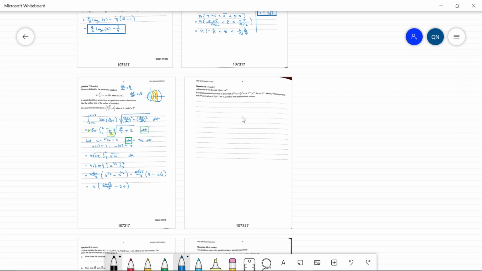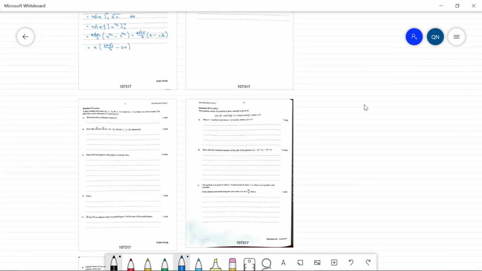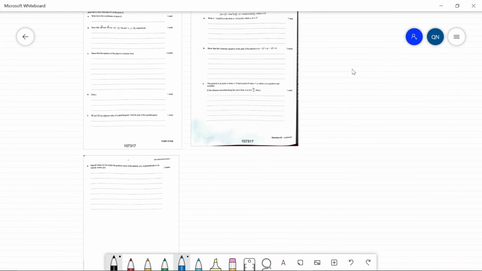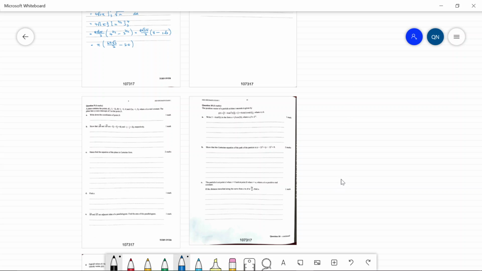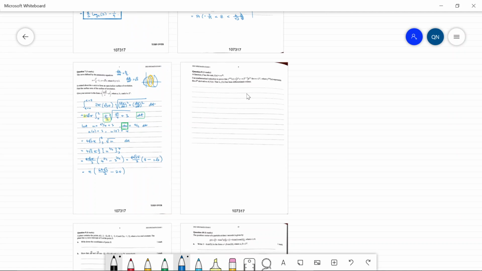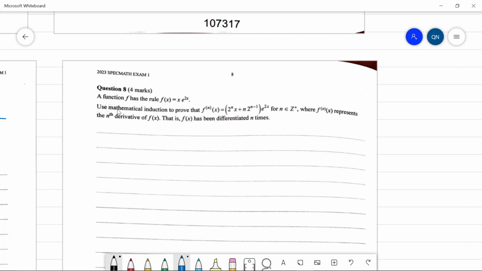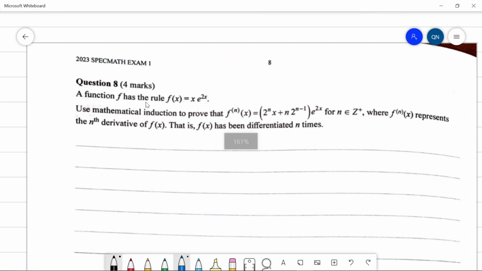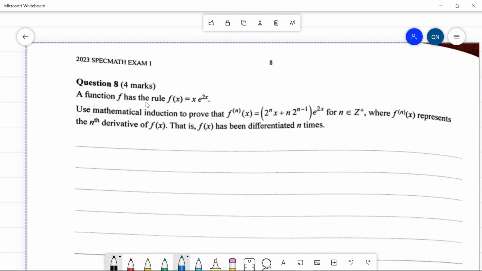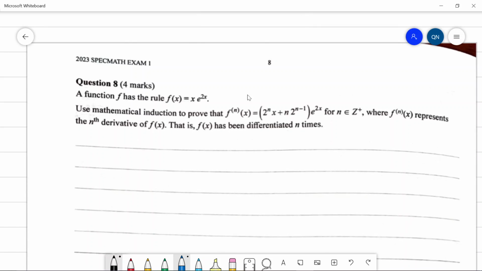Question 8. Where's the proof question, by the way? I don't see a proof question. A function... this is the proof question. Induction. Okay, that's interesting. So a function has this rule. Use mathematical induction to prove that this thing, for n a positive integer, when fn of x represents the nth derivative of x. Okay, so base case.